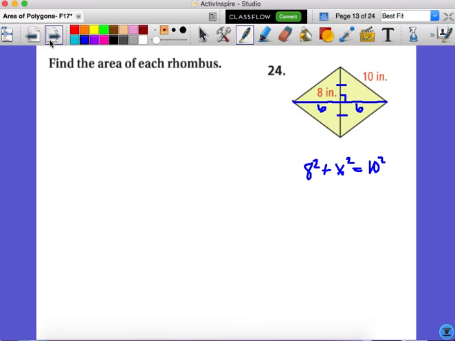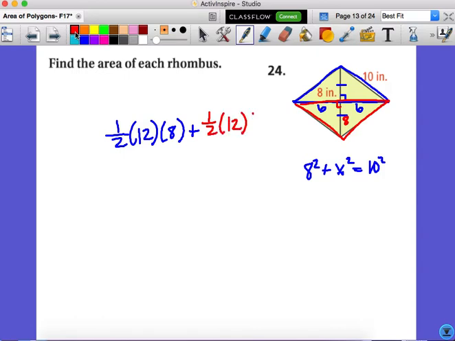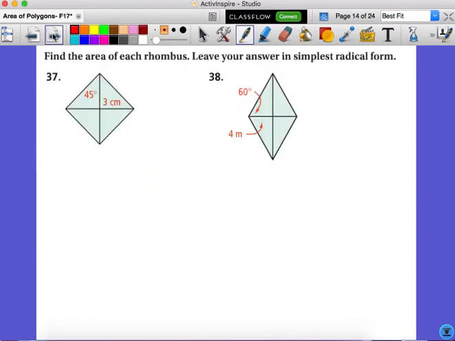So if I want to find the area of this top triangle, half the base times the height, plus this triangle on the bottom here is going to have the same base and height. So half of 12 times 8. So really, what I end up with is 96 square inches. From here, you've got two other ones, so I would recommend that you try these on your own and then come back to check. Notice that it does say to leave your answer in simplest radical form.